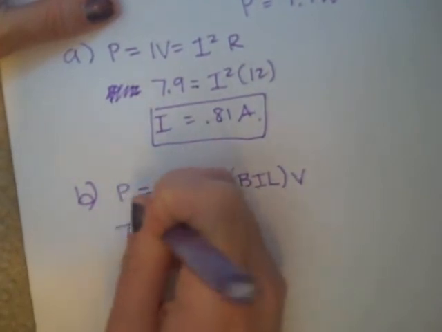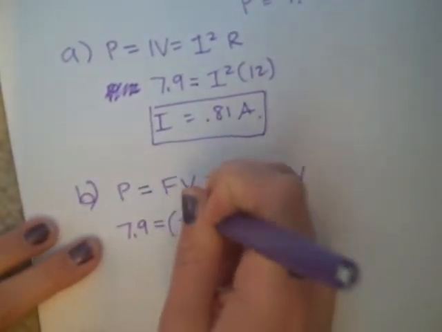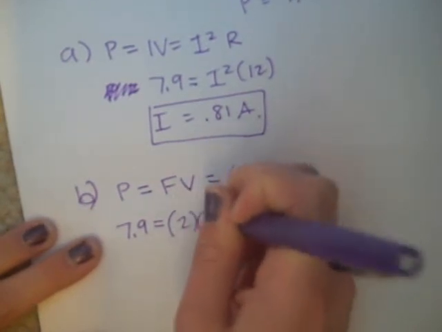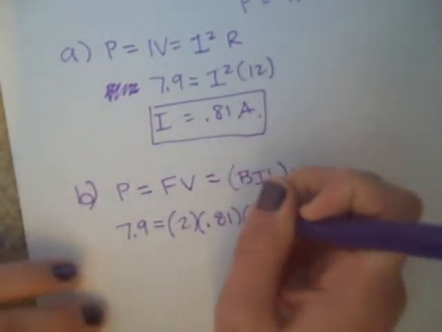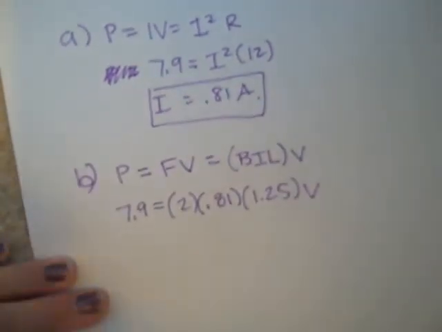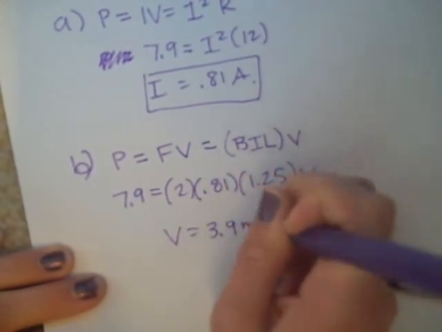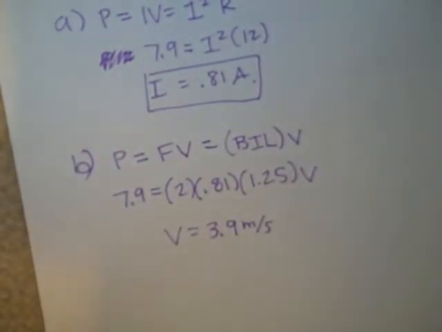And we will have 7.9 equals the magnetic field of 2 times the current from above of 0.81 times the length of the rod, 1.25 meters, times the velocity. And you can solve for the velocity to be 3.9 meters per second in this case here.